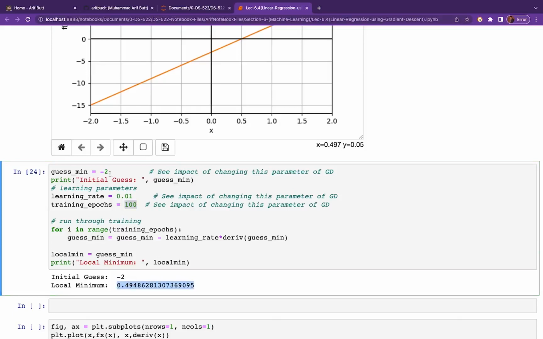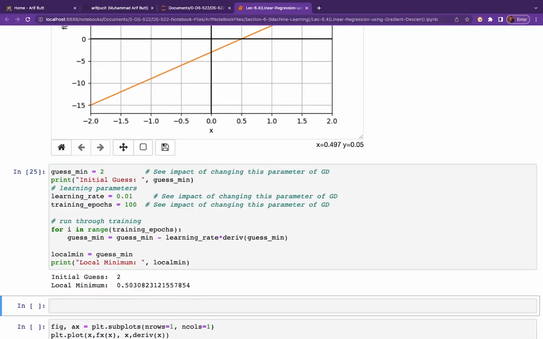Let me change the initial guess to +2 now and run the algorithm again. Note that this time the answer is 0.503. My dear students, you see that the gradient descent algorithm is not giving us the exact correct answer, which is 0.5. Before it was giving 0.49 and now it is giving 0.503. But it is giving us pretty close results.